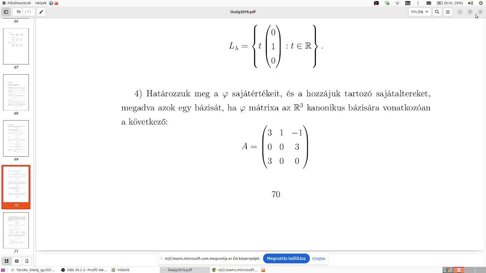Okay, so the task is the same. It's eigenvalues, eigenvectors, subspace. So this is what we should determine. Let's start with the characteristic equation.